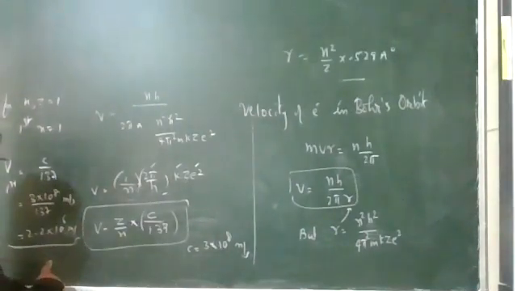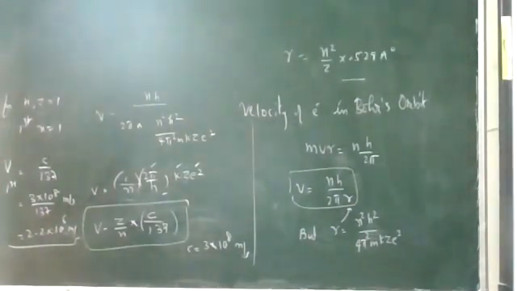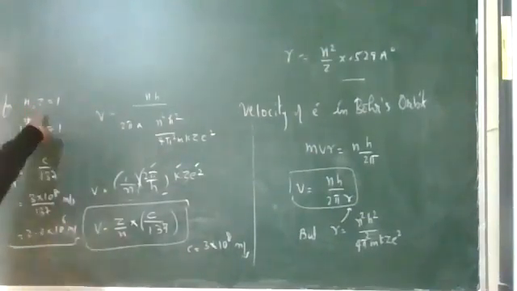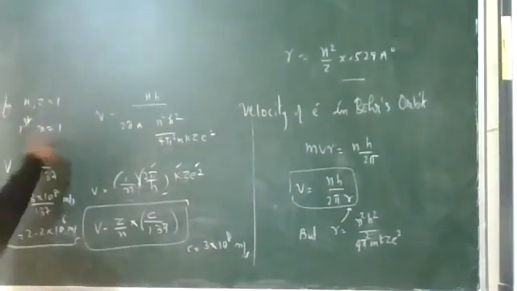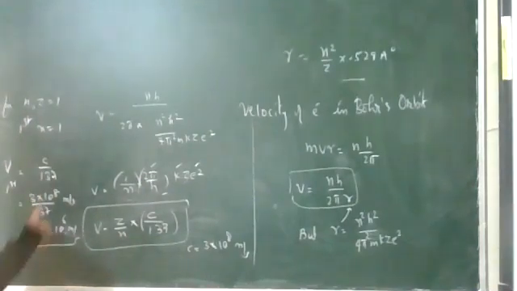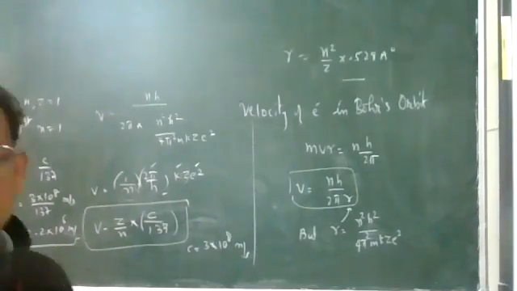The velocity is 2.2 into 10 to the power 6 meter per second. For hydrogen atom, Z equal to 1, first orbit, n equal to 1, c upon 137, 3 into 10 to the power 8 upon 137, that is 2.2 into 10 to the power 6 meter per second. So this is the velocity of electron in the first orbit of the atom.